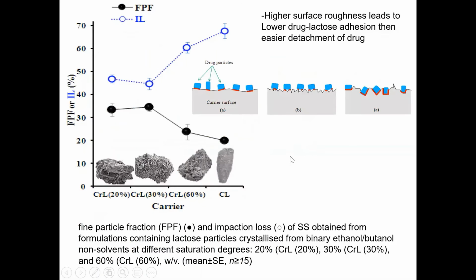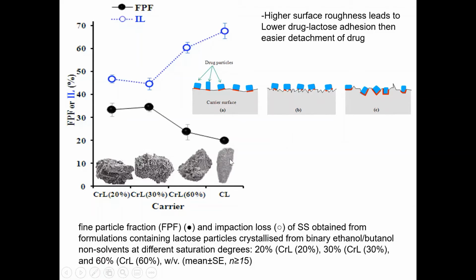And so when we calculated the fine particle fraction, we noticed that the commercial lactose gives us around 20%. The drug was salbutamol sulfate in this example. If you increase the concentration to 20%, you will get around 35%, and 30% lactose gives you around 35, but 60% is slightly smaller. So what is the reason for better fine particle fraction, or detachment of drug from crystallized lactose? I have shown it in this figure here.